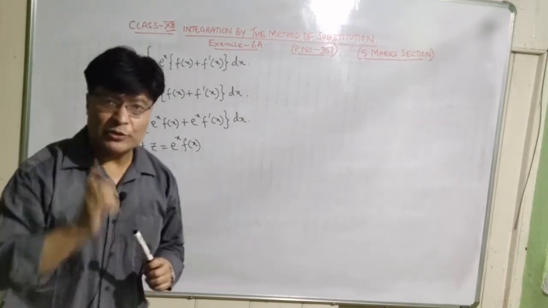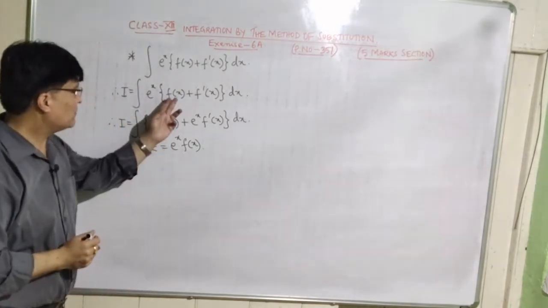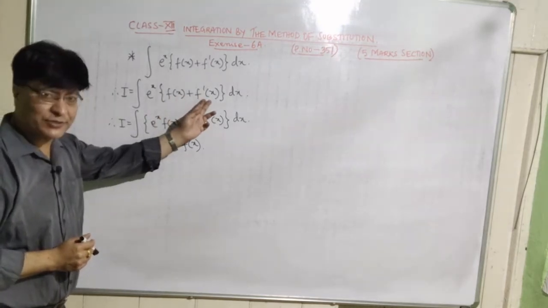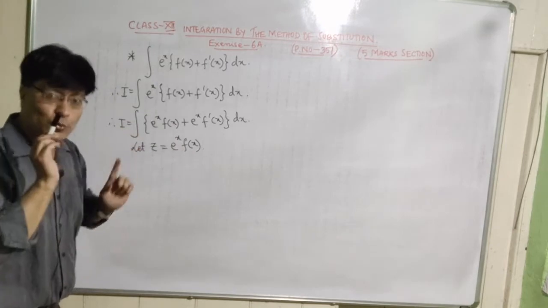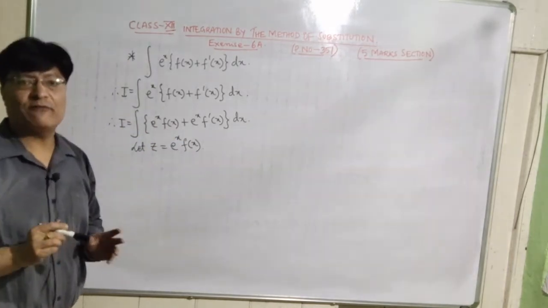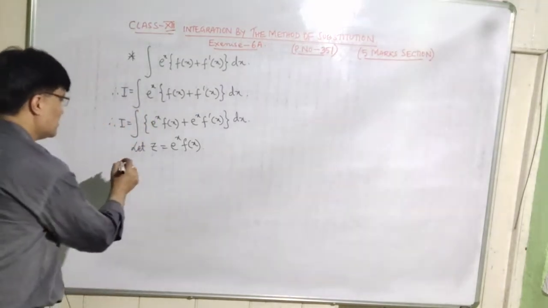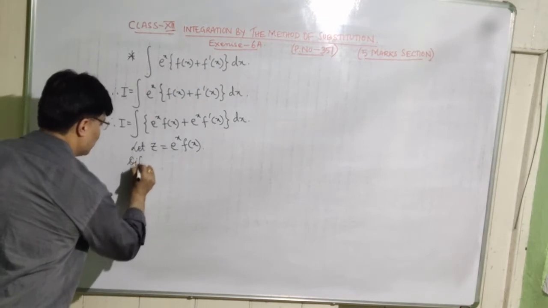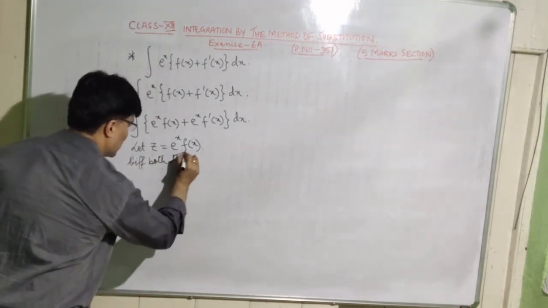Is that clear? So now this is the method of substitution in this case. Here the differentiation of f of x is f dash of x. So we have multiplied both the terms by e to the power x here. So we can assume now z is equal to e to the power x f of x. So that is the method out here. Okay. So let us differentiate both the sides with respect to x.